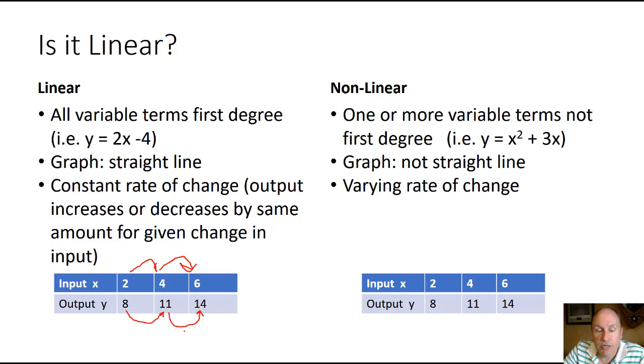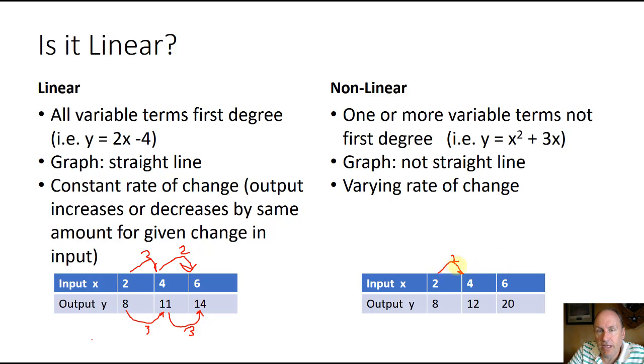So the rate of change, or delta y over delta x, as you'll learn in calculus, the rate of change of y with respect to x is 3 y's for every 2 x's, and that is constant throughout.